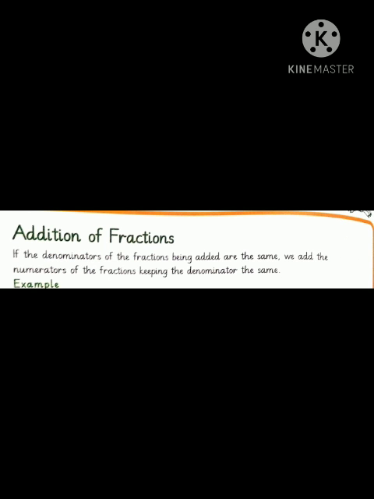Page number 44, addition of fractions. If the denominators of the fractions being added are the same, we add the numerators of the fractions keeping the denominator the same.